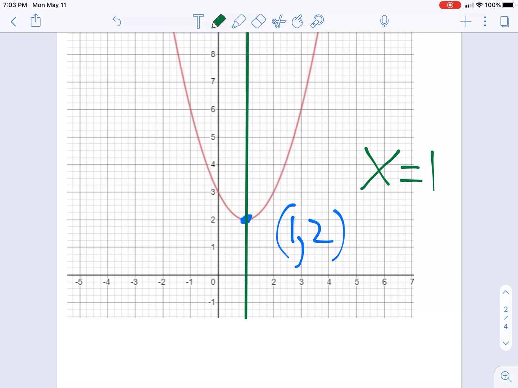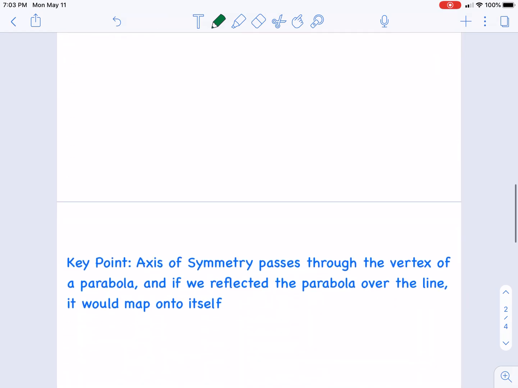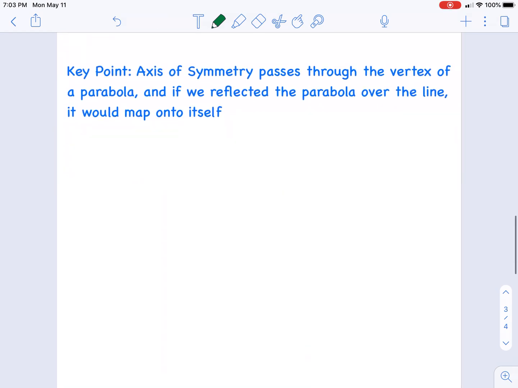Now let's take a look at that key point, and then we'll move on. The axis of symmetry passes through the vertex of a parabola, and if we reflected the parabola over the line, it would map onto itself. You guys are ready to go out and see those parabolas, those quadratics, out in the wild with those two key features we just talked about. Good luck.